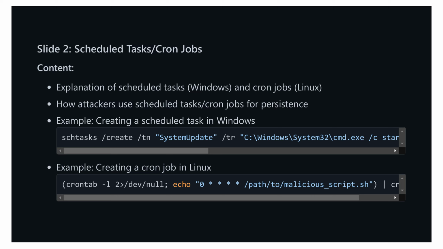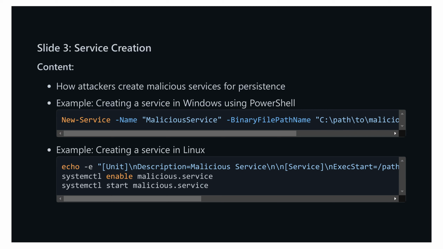In the next slide, we will explore how attackers create malicious services for persistence. We'll go through examples for both Windows and Linux to understand how these services can be leveraged maliciously. All right, moving on from scheduled tasks and cron jobs, let's delve into another common method attackers use to maintain persistence: service creation. This slide will cover how attackers create malicious services in both Windows and Linux environments to ensure their malicious activities can restart with the system, offering them a secure foothold even after reboots.